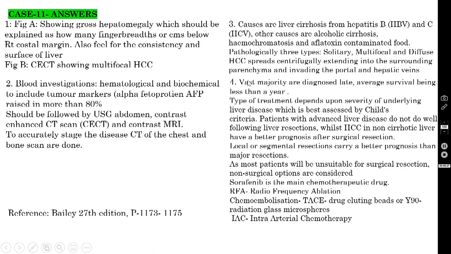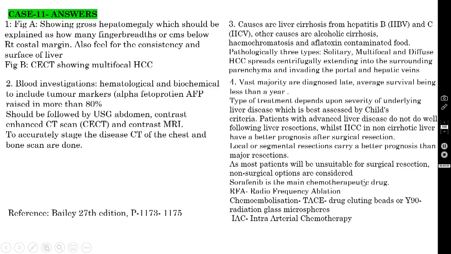How will you manage this case? The vast majority are diagnosed late, average survival being less than a year. Type of treatment depends upon severity of underlying liver disease, which is best assessed by the Child-Pugh criteria. Patients with advanced liver disease do not do well following liver resection, while hepatocellular carcinoma in a non-cirrhotic liver has a better prognosis after surgical resection. Local or segmental resection carries a better prognosis than major resection.